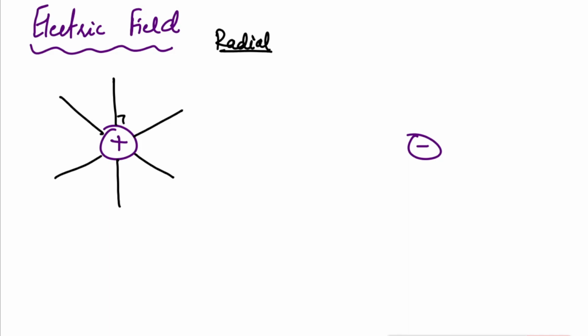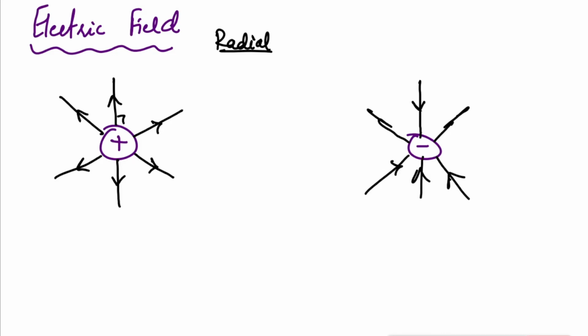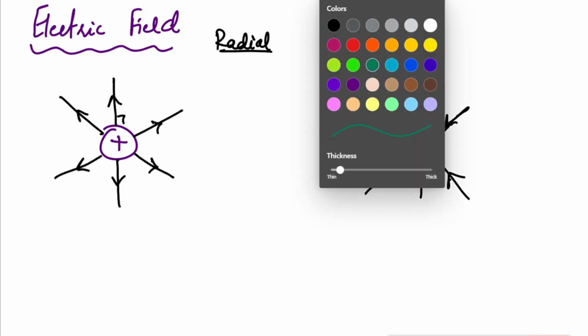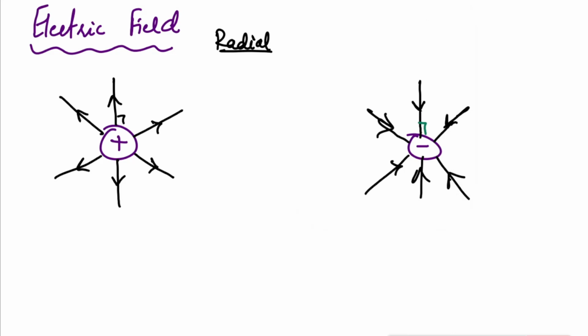You will see this word in A-level physics as well. So what does that mean? It means that the lines are perpendicular to the charge itself and they are straight lines. They are not curved. So for a positive charge, the field lines are pointing outwards, and for a negative charge, the field lines, again, are radial, but they will be pointing inwards, like this. And again, they are going to make an angle of 90 degrees at the surface like this.